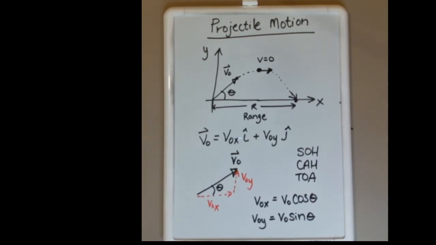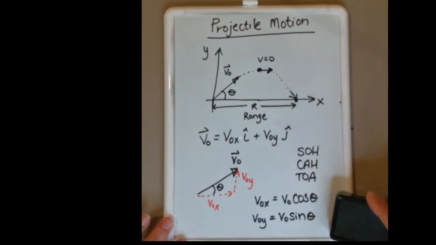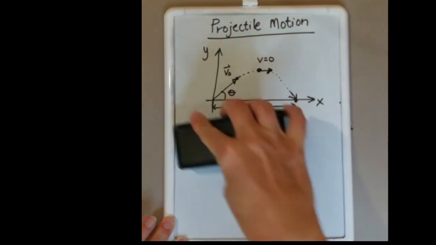All right, so now that we have our v naught x and y components, we're going to start solving our equations. And we're going to start with horizontal motion, because this one's pretty easy. So I'm going to erase what we've got here.